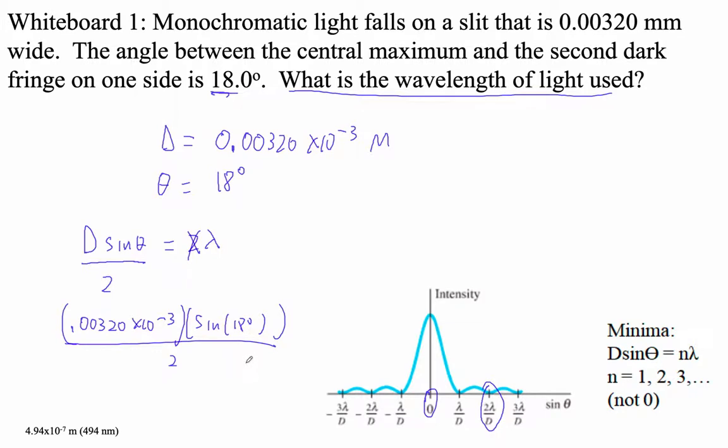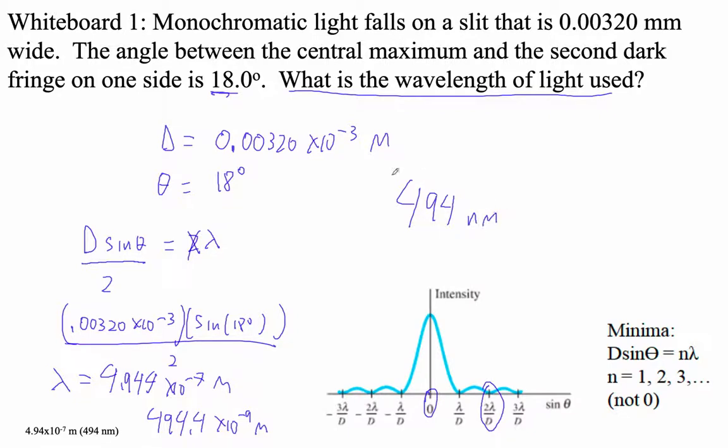0.0032 e minus 3, sine of 18 divided by 2. Ooh, I think I did it. I think I got the right answer. Lambda is equal to 4.944 times 10 to the minus 7th meters, which is 494.4 times 10 to the minus 9th meters, which is 494 nanometers. All right, we got it.